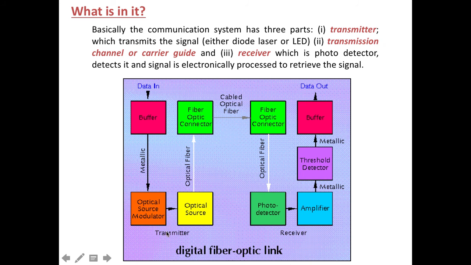So this part is the transmitter, this is the carrier guide, and here it is the receiver, and it is again metallically connected to a threshold detector and to a buffer, and the signal is the data out. This is the transfer of information from one place to another by fiber optics.